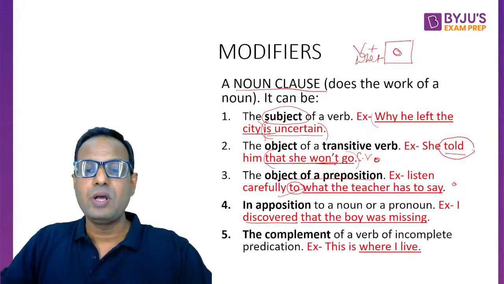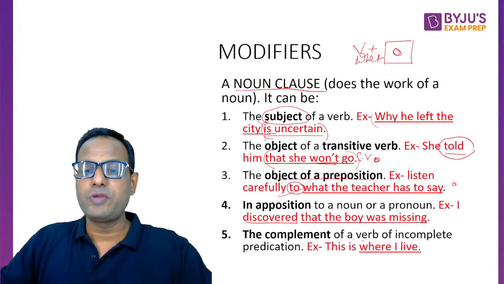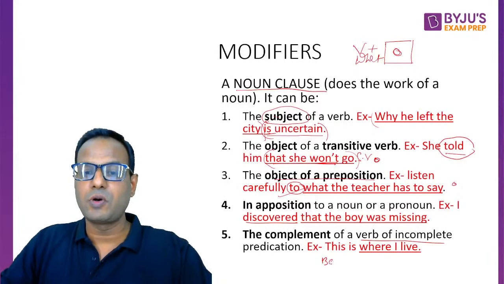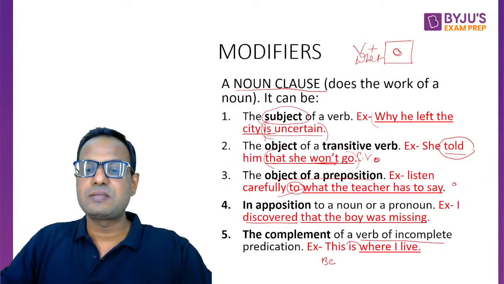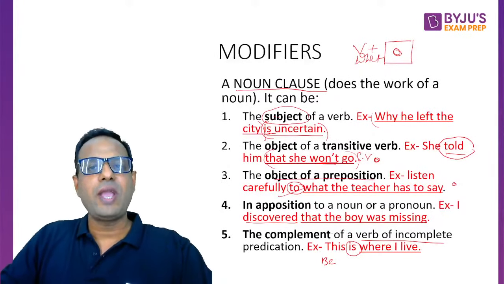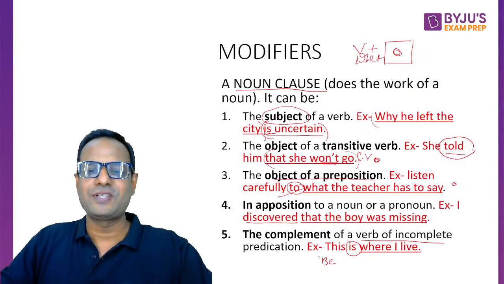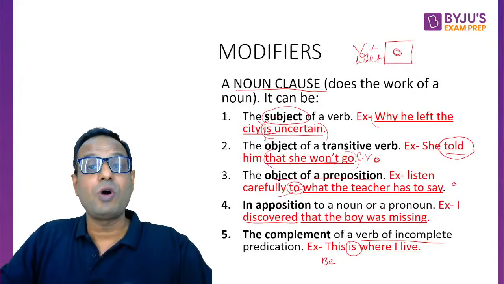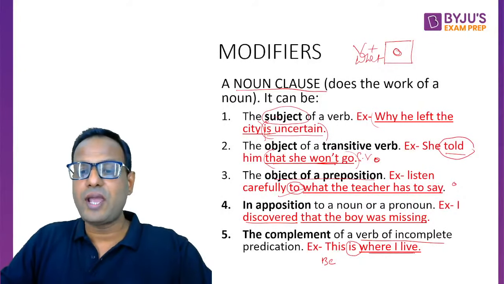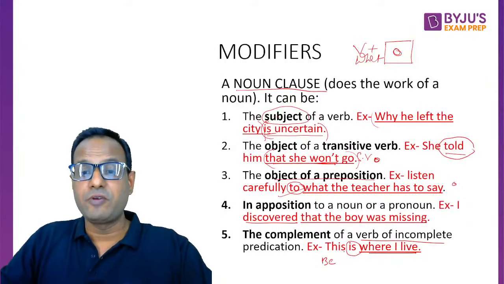And the last one, the complement of the incomplete verb. The complement of an incomplete verb. What is an incomplete verb? The be form. Okay, the be form, is, am, are, they are known as be form. So any object or any complement that comes right after the be verb is a noun clause. For example, this is where I live. So where I live is a complement to the incomplete verb is.